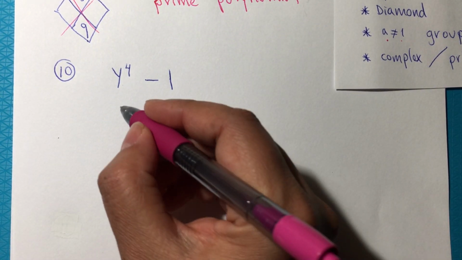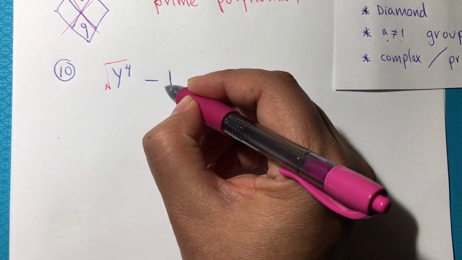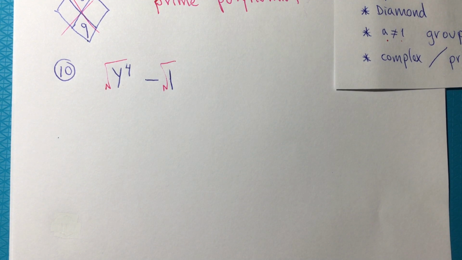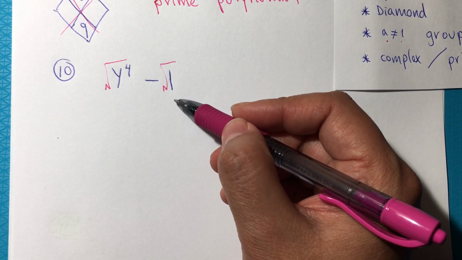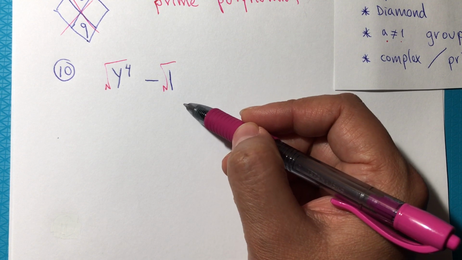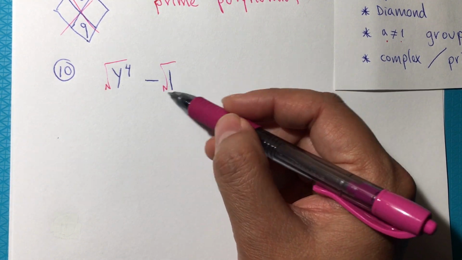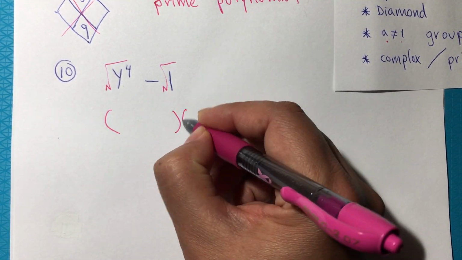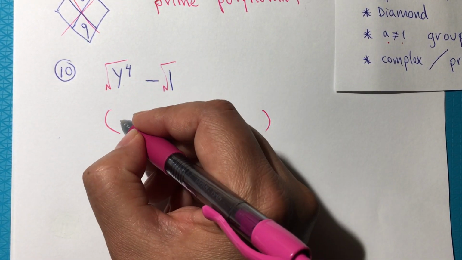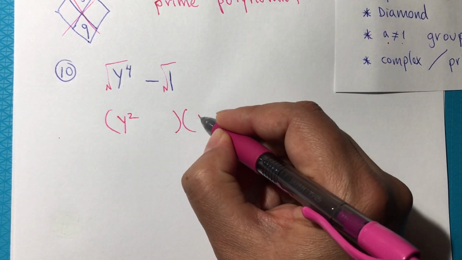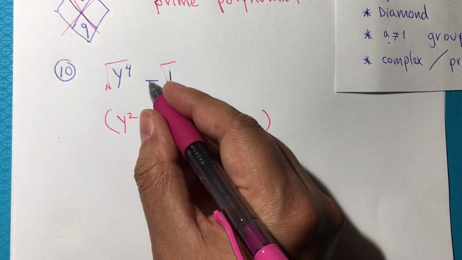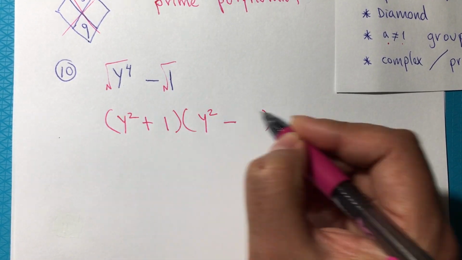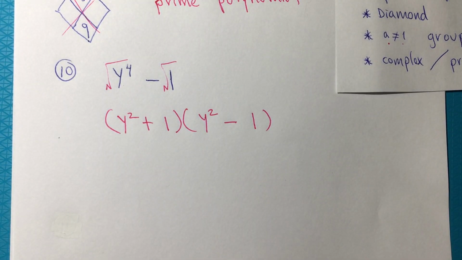Number 10. Oh, it's one of those special squares, because yes, 1 is a perfect square. Some people think that it's not a perfect square. Perfect squares is any number that you multiply by itself, and that's the answer right there. Okay, those are the perfect squares. And so in here, we just open the parentheses. The square root of y to the 4th is y squared. Then because of the minus, we put plus minus. The square root of 1 is 1. And we put it in both.